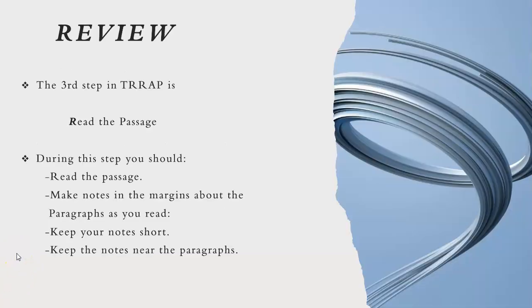As a review, the third step in TRRAP is to read the passage. But we're not just reading the passage. During this step, we should read the passage and make notes in the margins about the paragraphs as you read. You should keep your notes short, and you definitely got to keep the notes near the paragraphs.